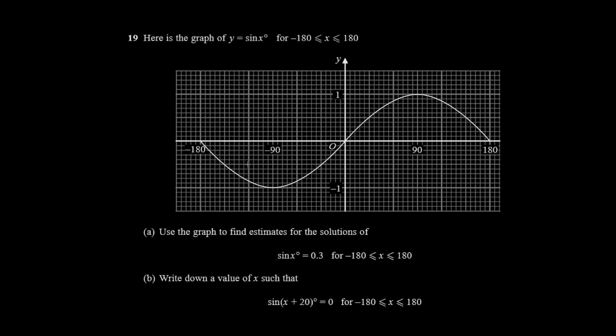Question 19, we've got a sine wave here. It starts at 0, climbs to 1 at 90, and we've got from negative 180 degrees to positive 180 degrees. And we've been asked to find estimates for the solutions for sine x, that is this vertical scale here, is equal to 0.3 for the range of the graph. Well, let's have a go.